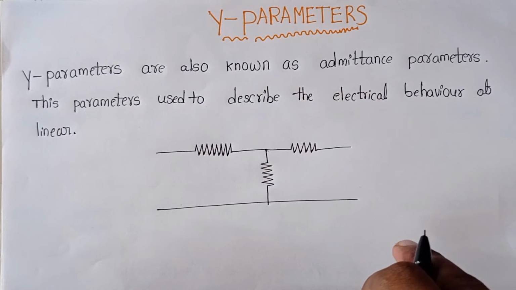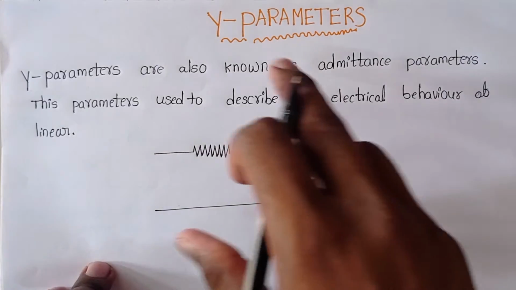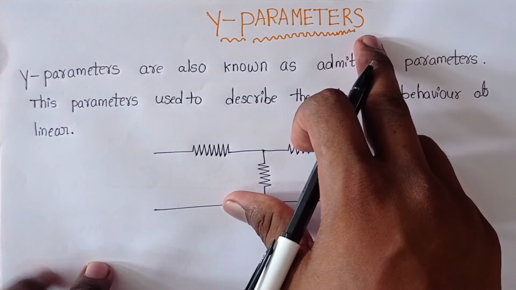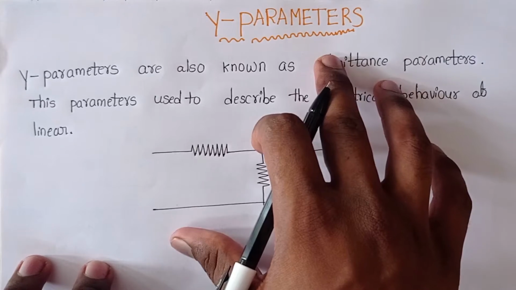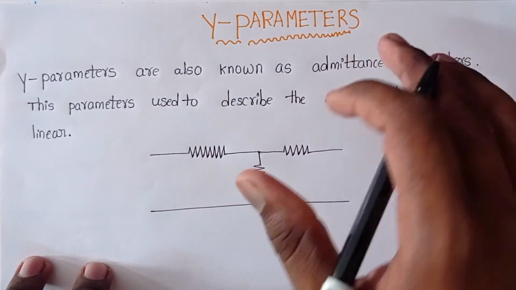Hello friends, in the last video we discussed Z parameters. Now in this video we're going to see what Y parameters are. Y parameters are nothing but admittance parameters. We know admittance is the reciprocal of impedance.